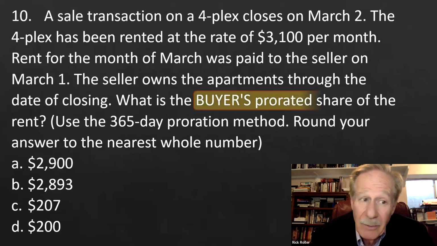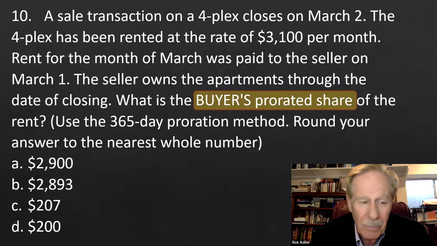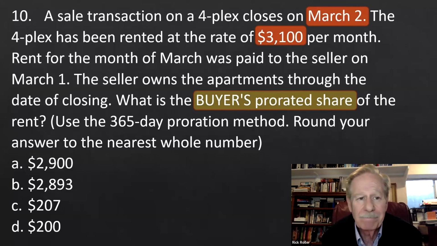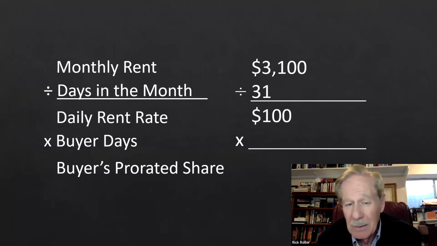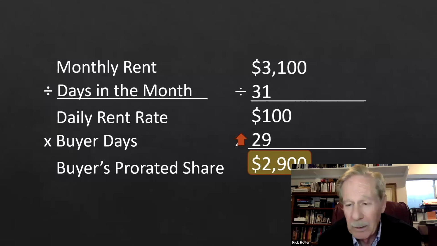What is the buyer's prorated share of the rent? Use a 365-day proration method and round your answer to the nearest whole number. Okay. Well, what's important here is March 2nd. The seller gets 2 days worth of rent. Okay. So let's look at some numbers here, Daniel. Monthly rent, $3,100. Days in a month, 31. Daily rent rate, the per diem, $100. Easy math. Okay, times the buyer days, 29. Why 29? Because the seller got the first 2 days. All right, so buyer's prorated share, $2,900.